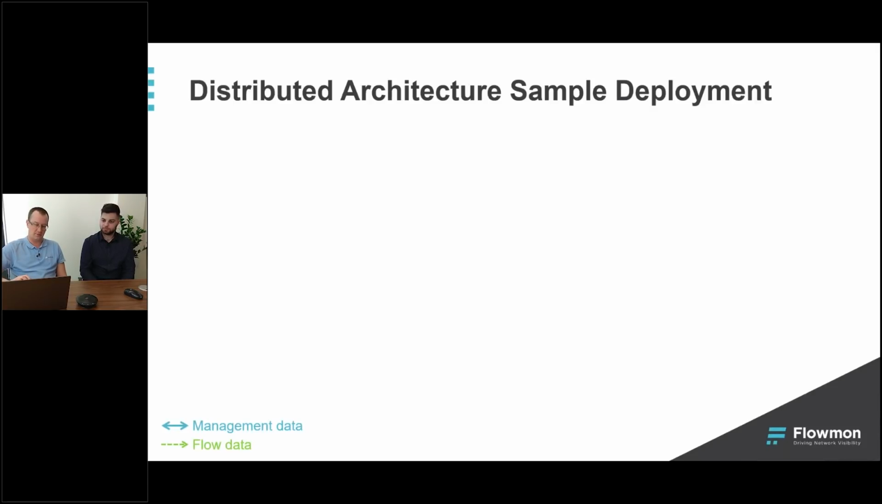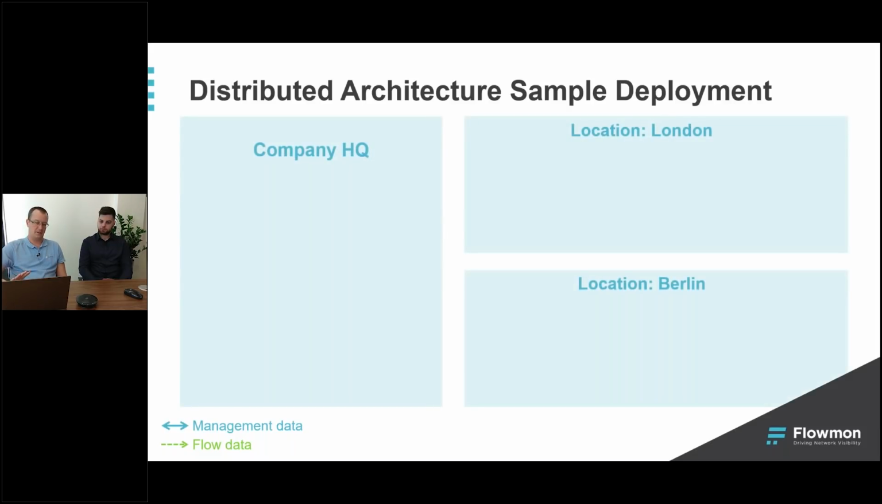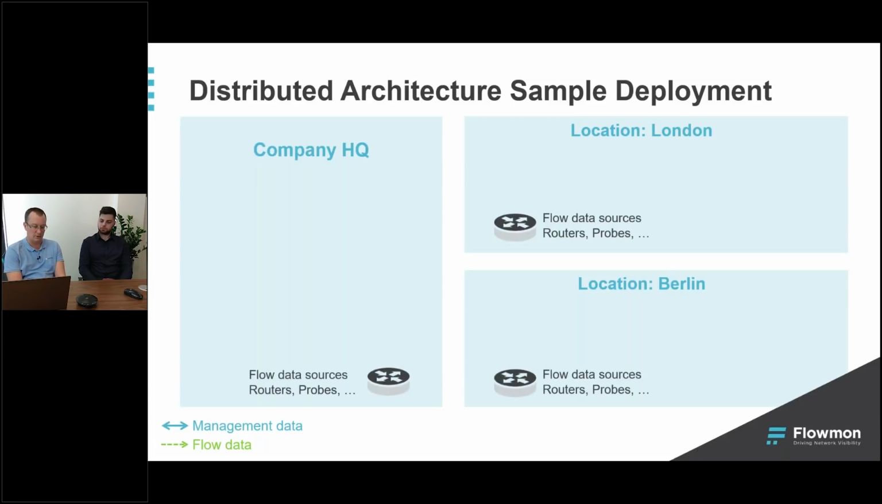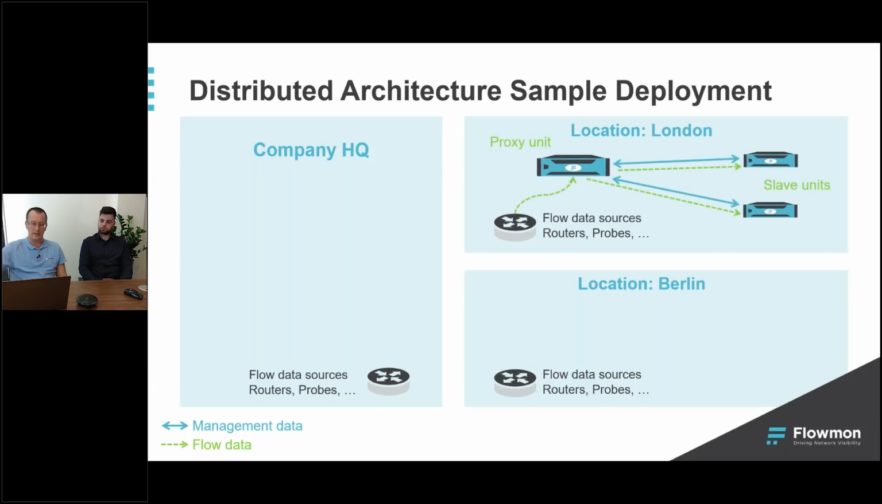Okay, some of these new features probably deserve more detail. Distributed architecture: to give you a feeling of how this is going to be deployed, the major purpose is to support large deployments, so a Flowmon deployment over multiple locations. Let's say we have a company headquarters, a London location and a Berlin location. In each location, we have local flow sources, so we can have routers, probes, switches, whatever is providing flow data to us. In each location, we have a set of appliances.